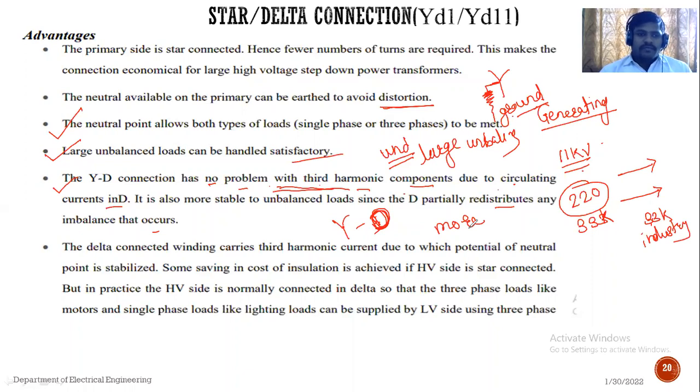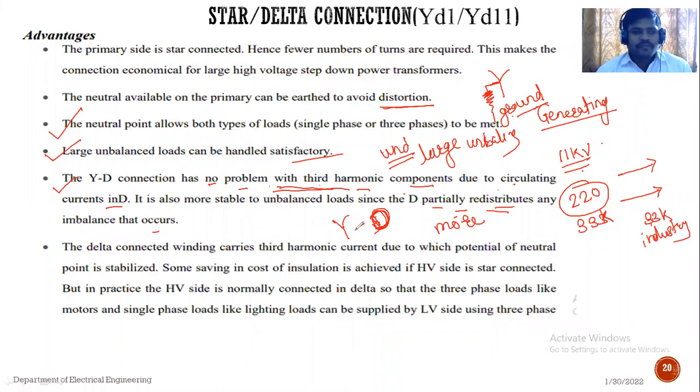Okay, so see, since the delta connected transformer partially redistributes any imbalance that occurs, the unbalance is redistributed. Redistribution is nothing but it will be neutralized, the imbalance that occurs will be neutralized. Okay, so this is nothing but the advantage of star delta connection.